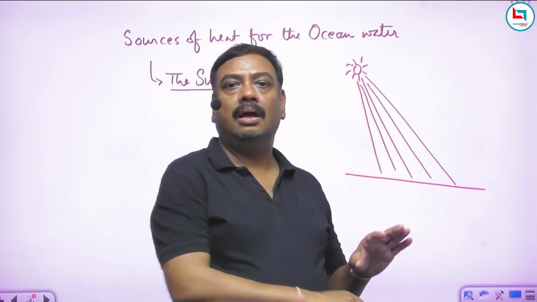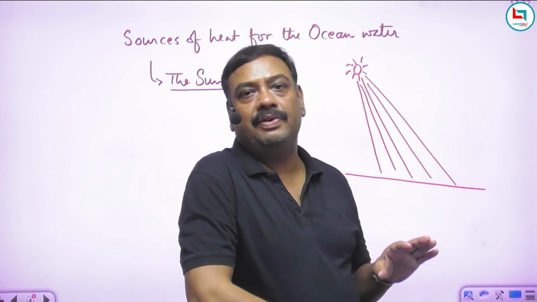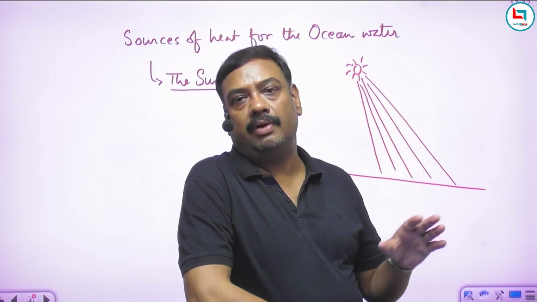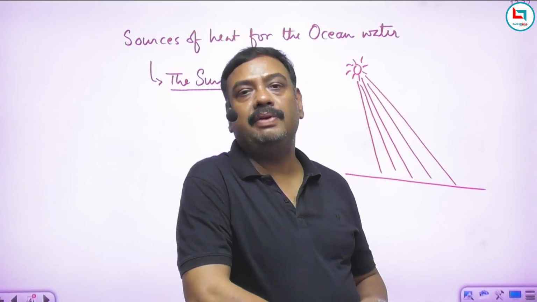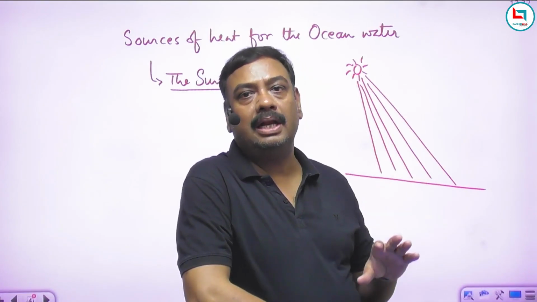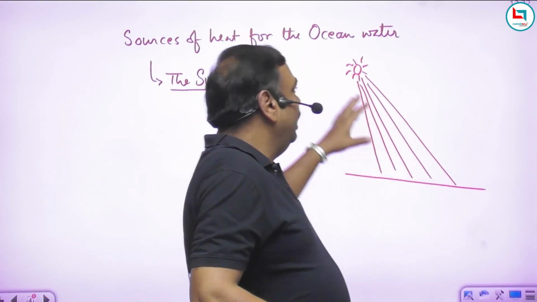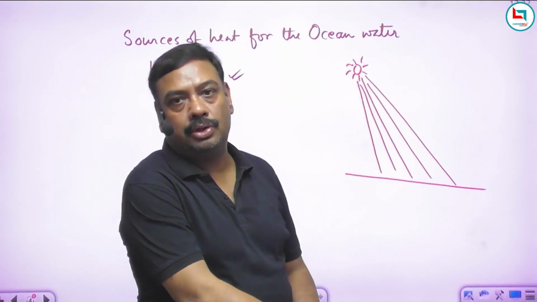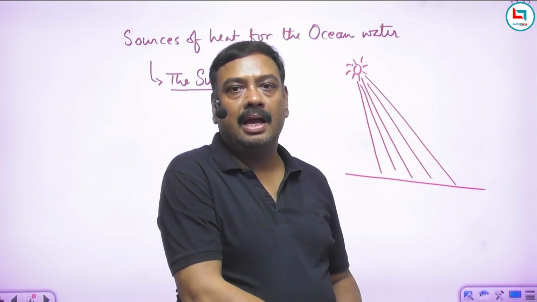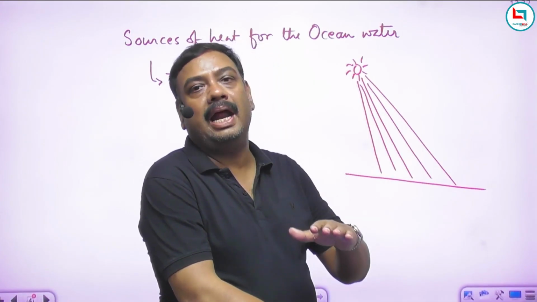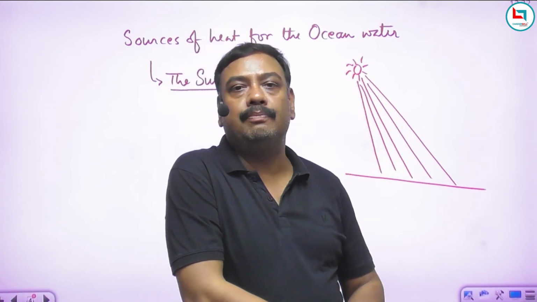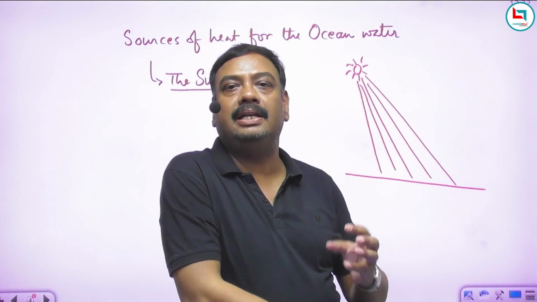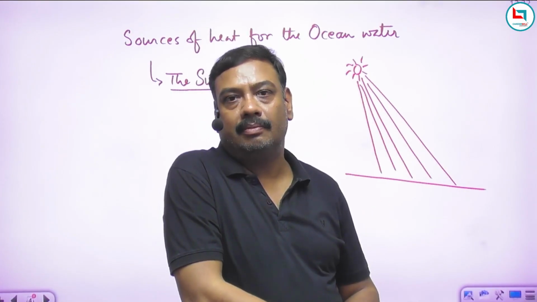Right? This surface may be the land surface or the water surface. Since we are talking about the ocean water, the radiations are received on the surface of the ocean water, and so the water at the surface absorbs these radiations and gets heated up. Got it?